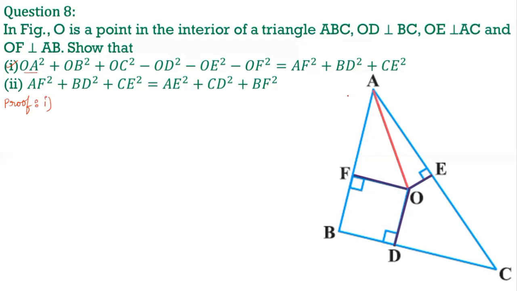So let us join OA, OB and OC. OA square plus OB square plus OC square minus OD square minus OE square minus OF square is equal to AF square plus BD square plus CE square. Now we want AF square, then BD square, then CE square.